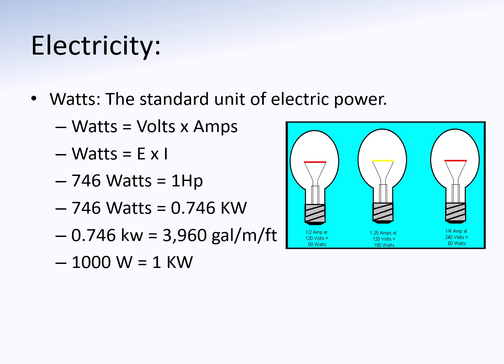So where does this 3,960 gallons per minute per foot come from? Well, if you were to take the 1 horsepower, which is the equivalent of 550, and you were to multiply that by the weight of a gallon of water, which is 8.34, and then times that by 60, so 550 times 8.34 times 60, you get 3,960. So that's where that number comes from. And then, of course, 1,000 watts is equal to 1 kW.